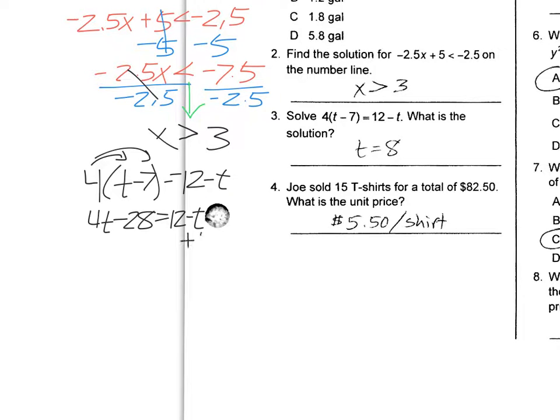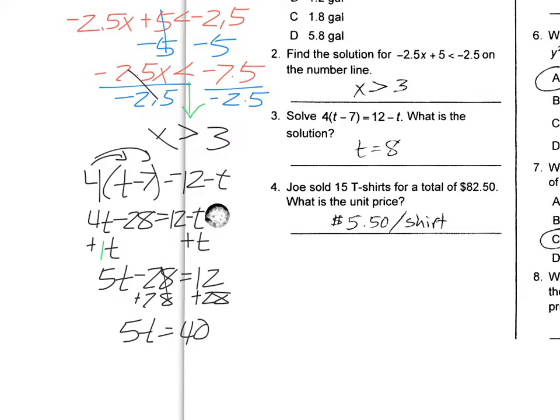I'm going to add t here. Remember, there's a 1 in front of that t. So when I add that, I get 5t minus 28 equals 12. Add 28 to both sides. So that gives me 5t equals 40. Divide by 5. And then that's going to give me t equals 8.